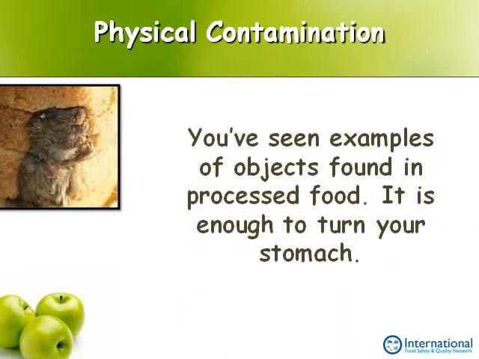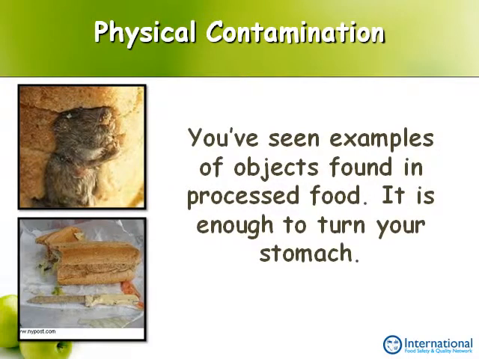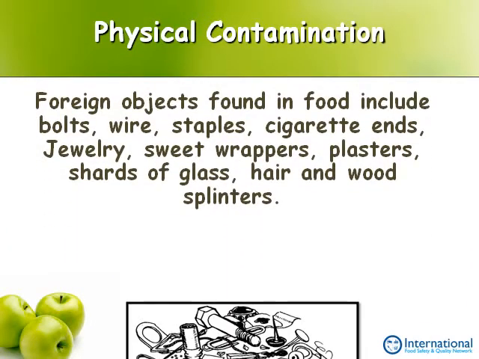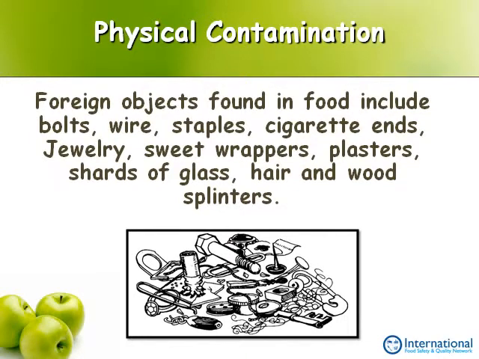You've seen examples of objects found in processed foods. It's enough to turn your stomach. Foreign objects found in food include bolts, wire, staples, cigarette ends, jewelry, sweet wrappers, plasters, shards of glass, hair, and wood splinters. You can probably guess how most of them got there.